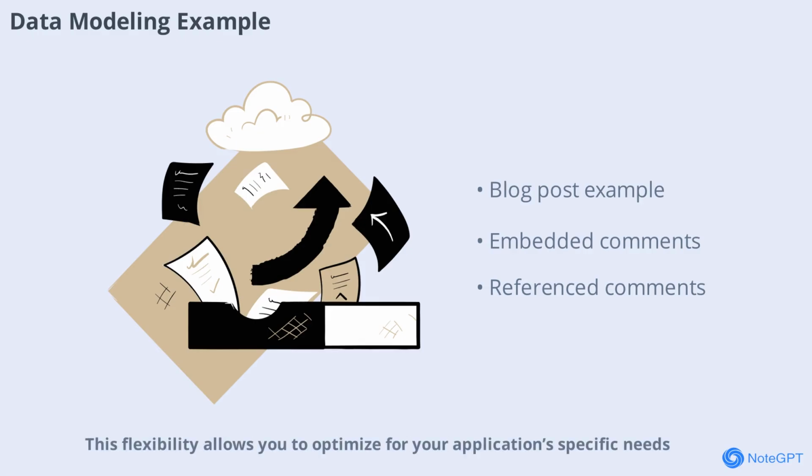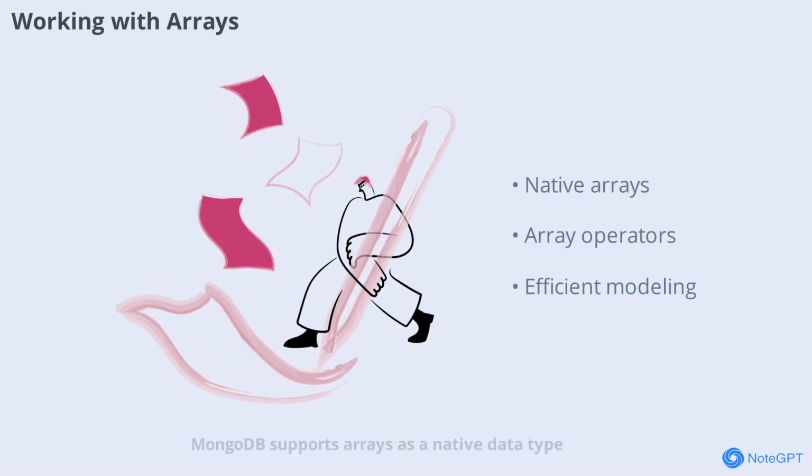This flexibility allows you to optimize for your application's specific needs. MongoDB supports arrays as a native data type, allowing you to store lists of values within a document. You can query, update, and manipulate array elements using specialized operators. This makes it easy to model relationships and store complex data structures efficiently.